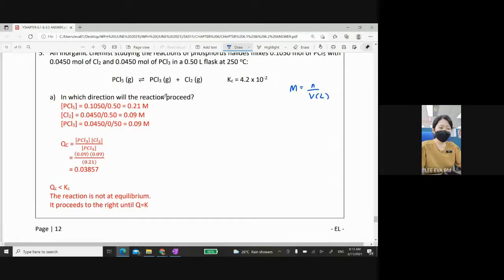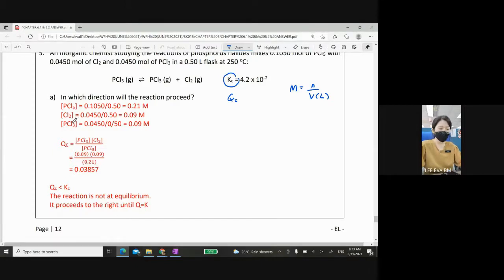Okay, why do we find concentration? Why don't we find partial pressure? Because it gave the KC. Because it gave the value of KC. So you know I need to compare QC with KC, and C refers to concentration. That's why you need to find concentration. Okay, so PCl5 0.21, Cl2 0.09.